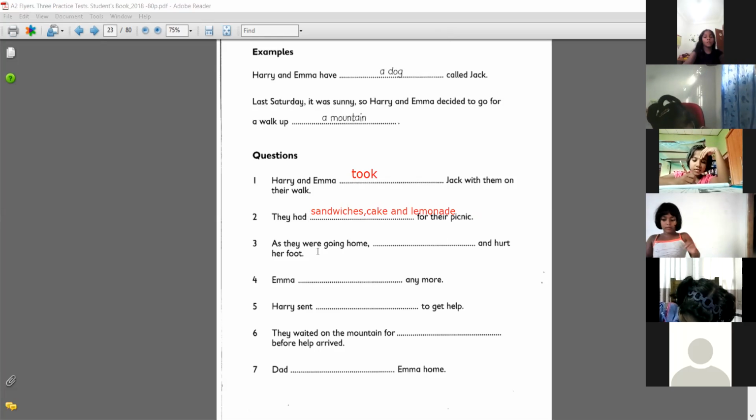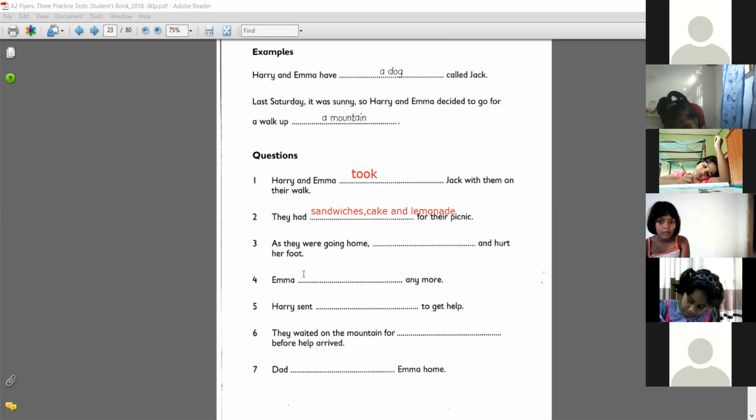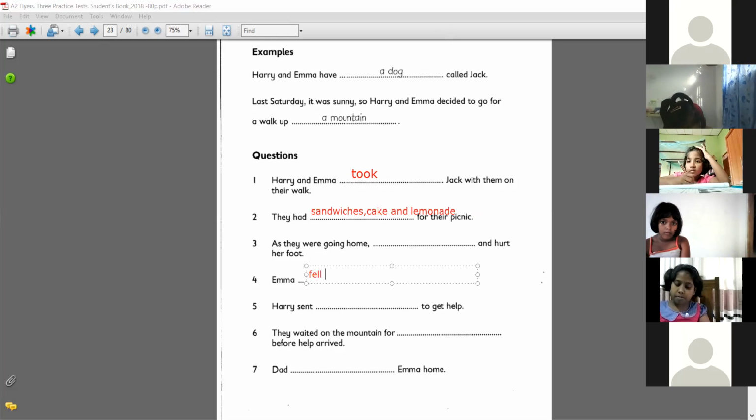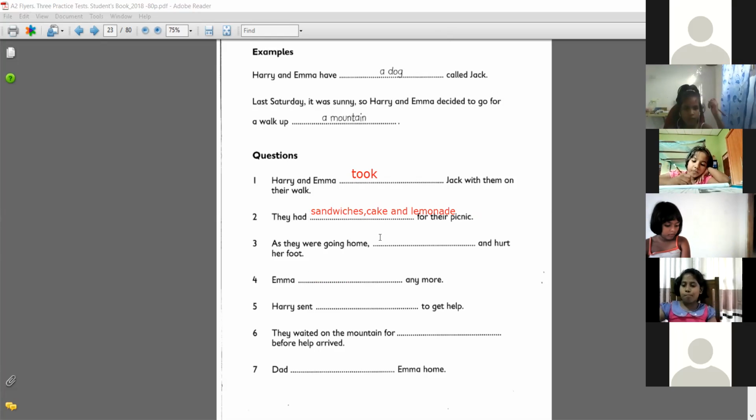Okay, next one. As they were going home, blank and hurt her foot. Emma fell. Yes, Emma fell over. Answer is fell over. Emma fell over and hurt her, sorry, number three. Fell over and hurt her leg. Foot.